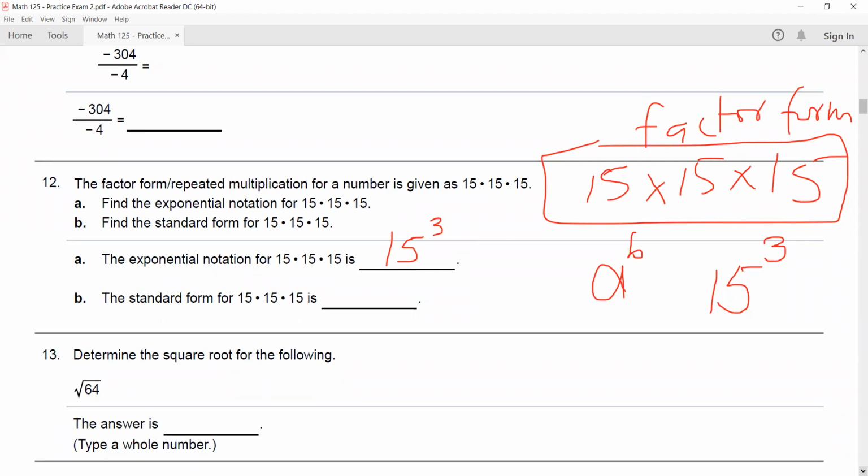Now, what about the standard form? For the standard form, you are looking at the whole number. So you have 15 times 15 times 15. You put that in a calculator and you should have 3,375. All right. So that is the standard form. Now let's move on to another question.